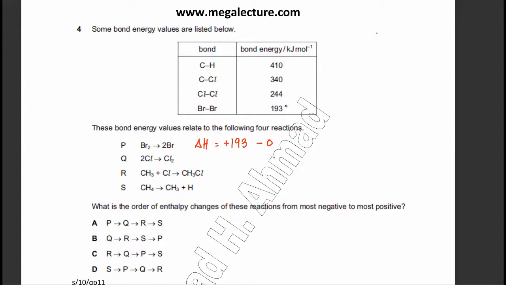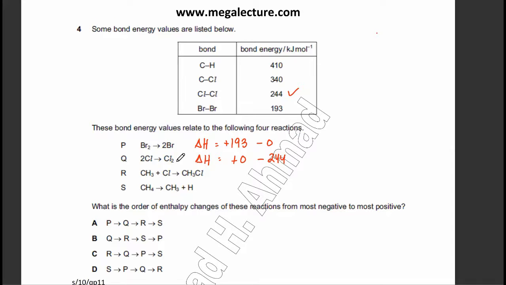That's it. Next one, Q. You've got a bond being formed only. So broken, no bond is broken. So nothing is happening there. Formed, there's one ClCl bond that's formed, and the value is given over here. The ClCl, that's 244. So that one is minus 244.